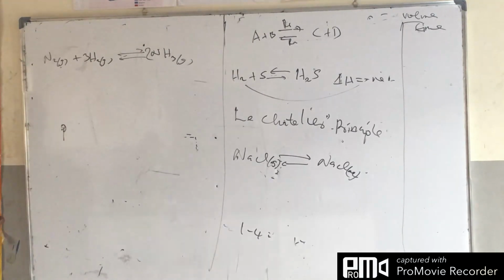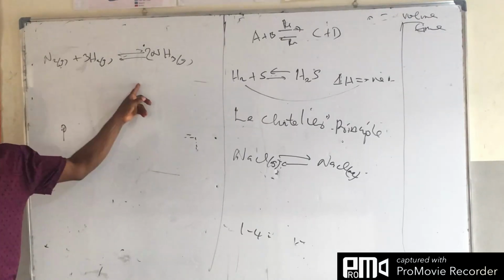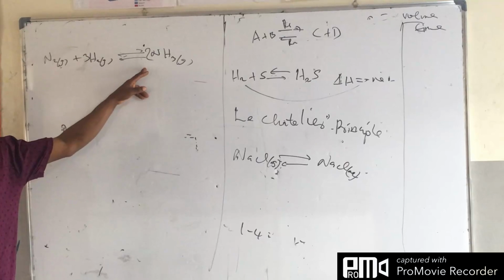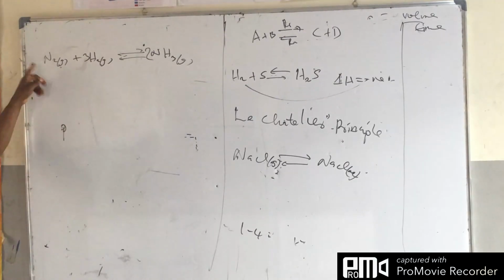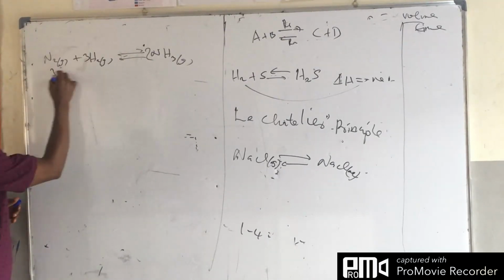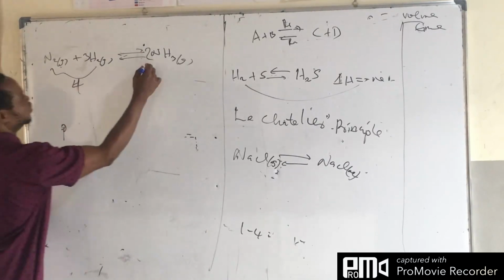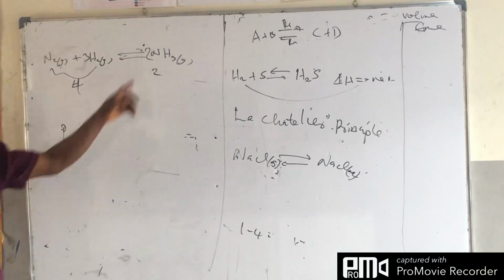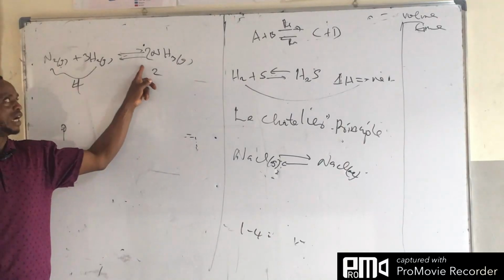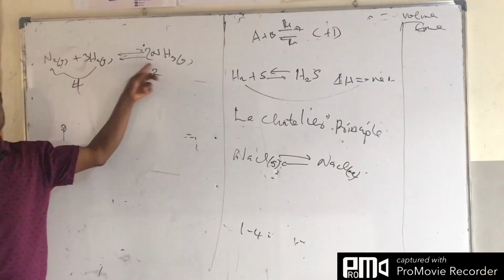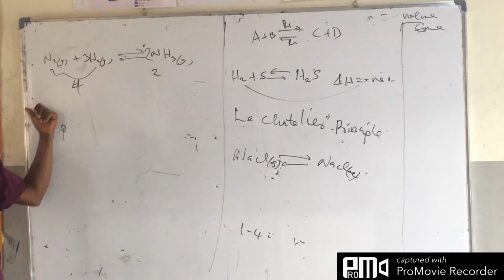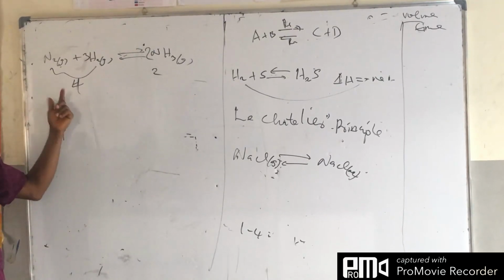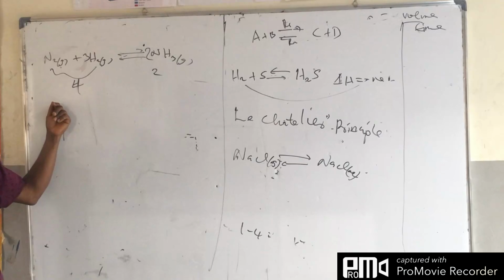Increase in pressure, okay, follow my own word. Increase in pressure favors which side? Forward reaction, right? Why do you say that? Because how many moles are here? 4 moles, correct. And here is how many moles? 2 moles. So increase in pressure favors the side with less number of moles, which is this side. And the other way around, decrease in pressure favors the backward reaction, because it has more moles. Understand?